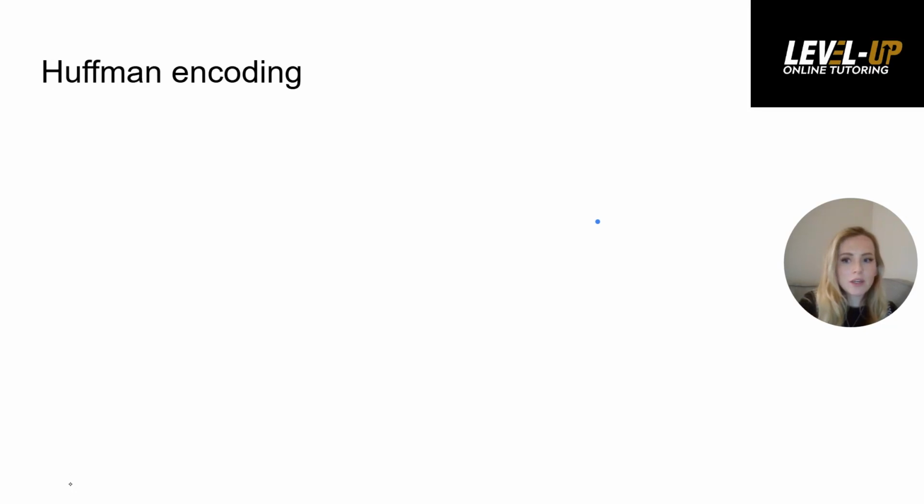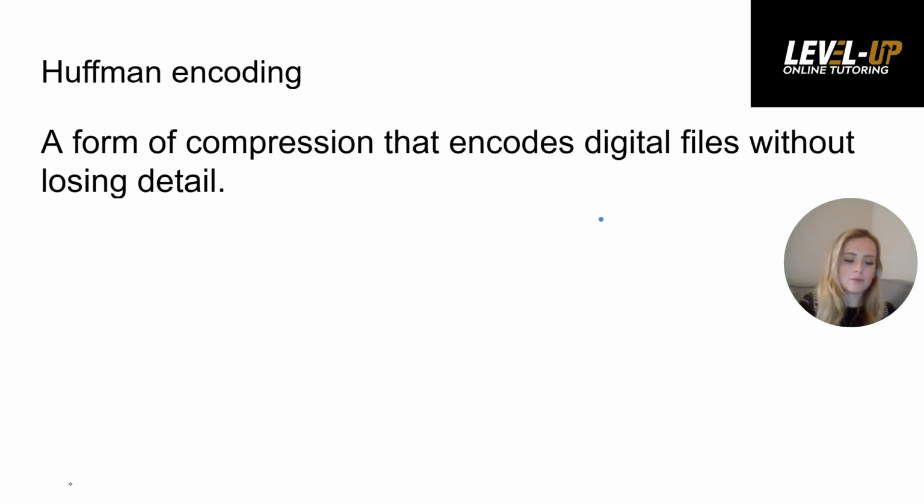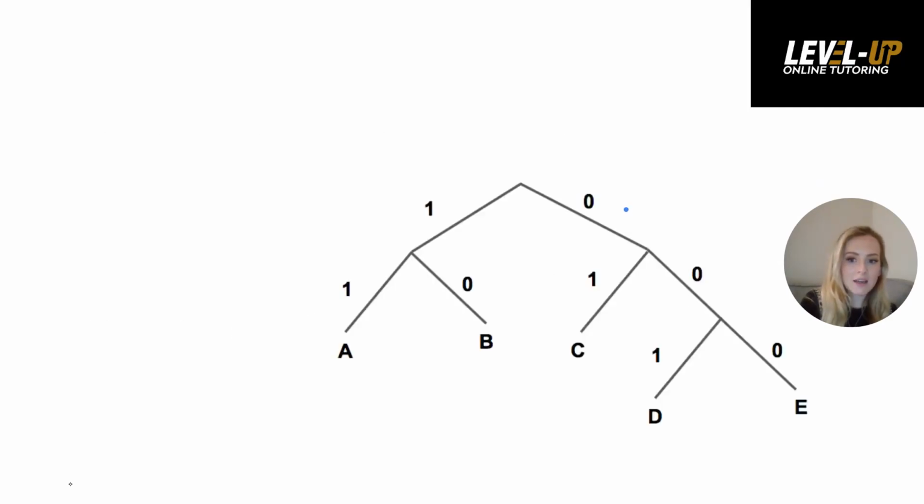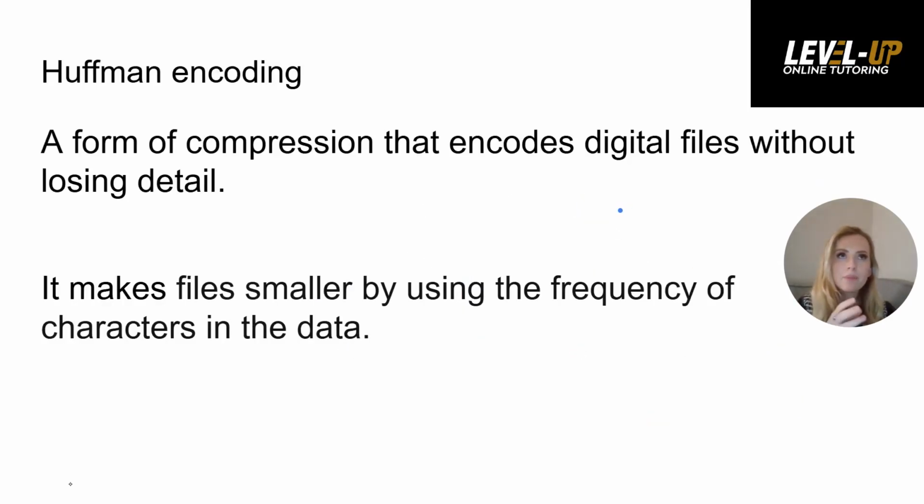Okay, next we're going to look at Huffman encoding. It's a form of lossless compression again, and it encodes digital data or files without losing any data. The way that it does this is it takes the most frequently used character in whatever it's compressing, and it creates a Huffman tree based on this value. You need to be able to read and work out the difference versus just storing something in ASCII.